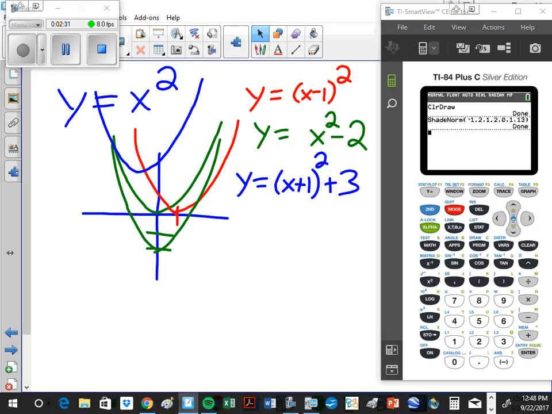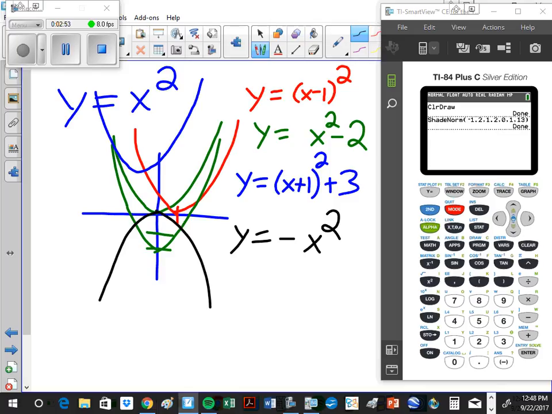Okay? So what about y equals negative x squared? It flips all of the y values. So all of the positive y values rotate down and they become negative y values, and the negative y values become positive. So it ends up just being upside down. Let's put all three together. y equals negative x plus 2 squared minus 1.